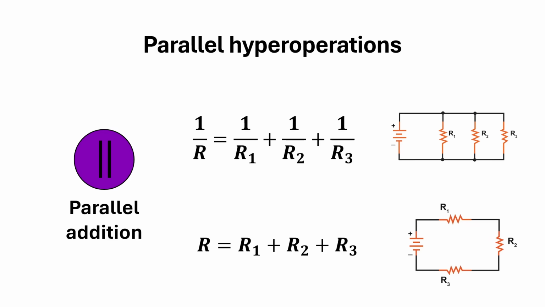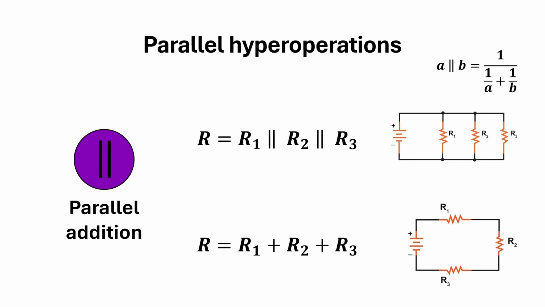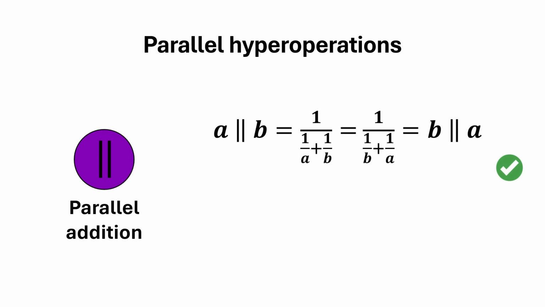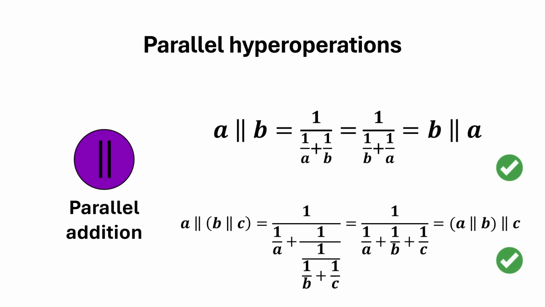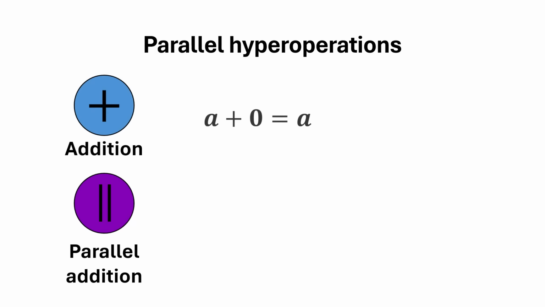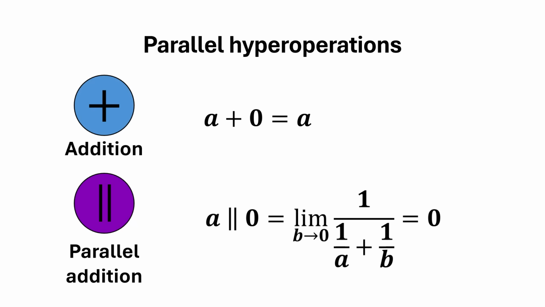But we can define it as if it were a whole new operation, such that the equivalent resistance is the parallel sum of each individual resistance. This operation is not random. It has some quite interesting properties. Let's take a look. Parallel addition is both commutative and associative. If 0 is the identity element in addition, in parallel addition, 0 is actually the absorbing element.